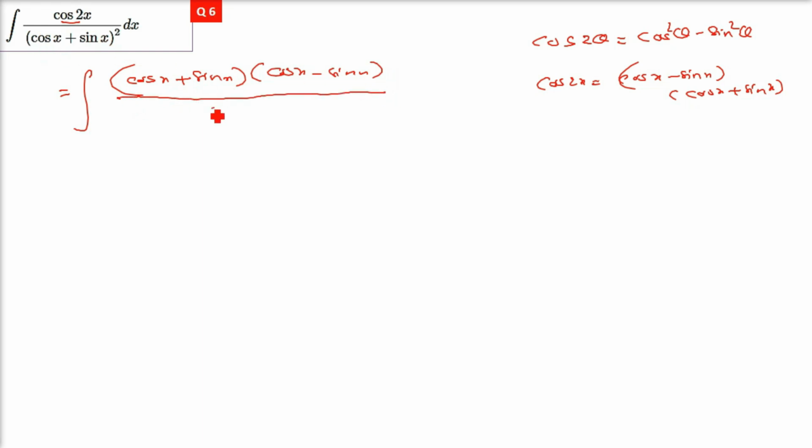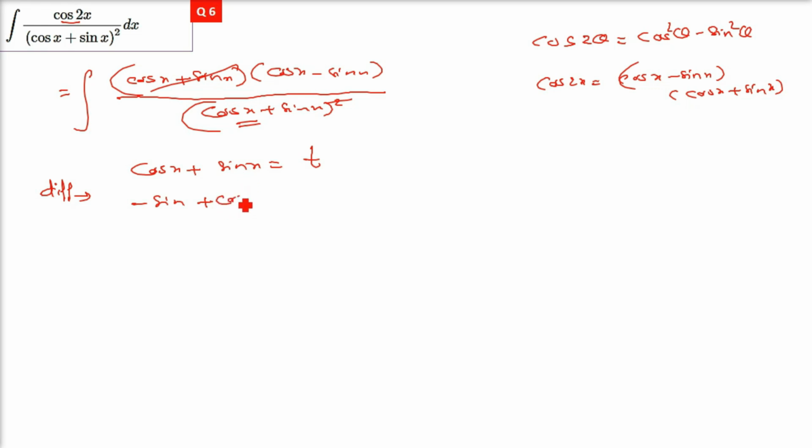So what we got from cos 2x is a term which can be cancelled out with the denominator. So we have cos x minus sin x in the numerator, cos x plus sin x in the denominator. And please remember this question because there are multiple questions of the same sort which are coming in the later part. So take this cos x plus sin x equals to t. When you differentiate this, what do you get? Cos x is minus sin x, sin x is cos x. So we have negative sin x plus cos x, and this is equal to dt by dx.